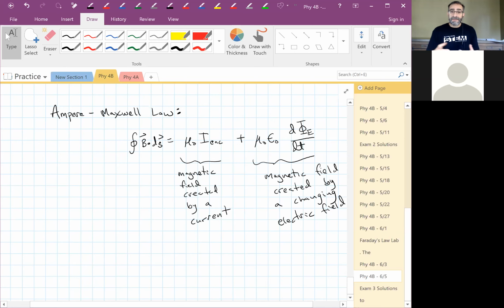The question is, how do they propagate? A wave typically needs a medium to propagate through, right? Something is oscillating. Sound is a pressure wave. It's a vibration that gets transmitted through the air or through a solid or through a liquid. It needs a medium to propagate through. Waves in the water need the water to propagate through. But an electromagnetic wave, it turns out, does not need a medium. It can propagate through the vacuum of space, luckily for us, because light can get to us from the sun.